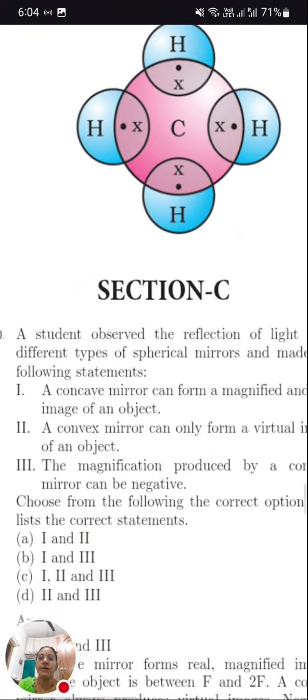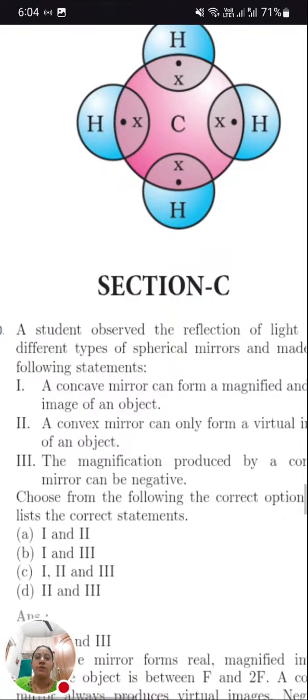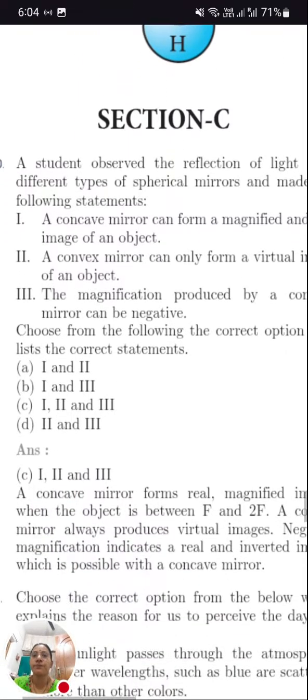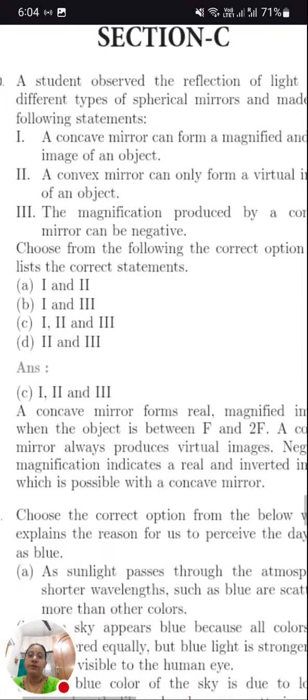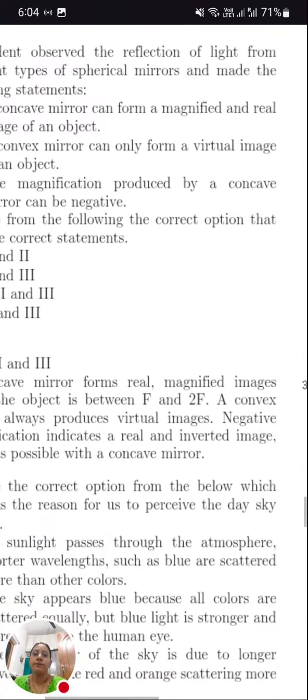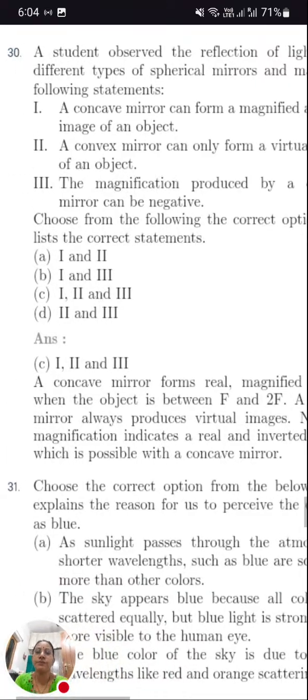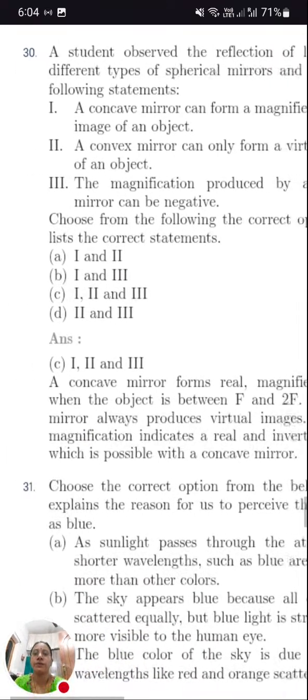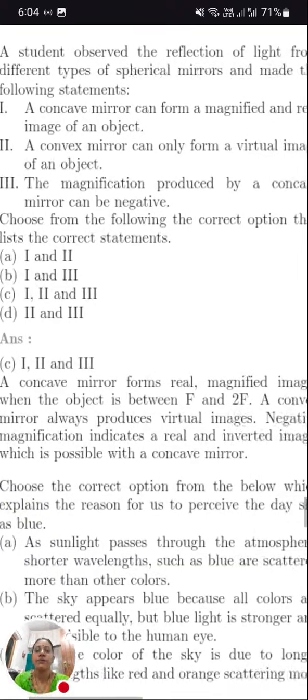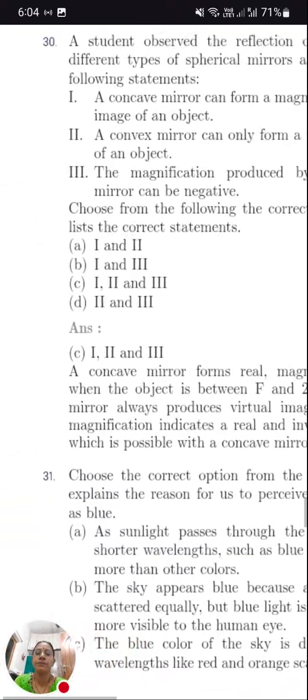Section C is related to physics. What will we be learning? As today's answer, you need to write it there. Okay, here is the first question. Choose the correct option from the following.